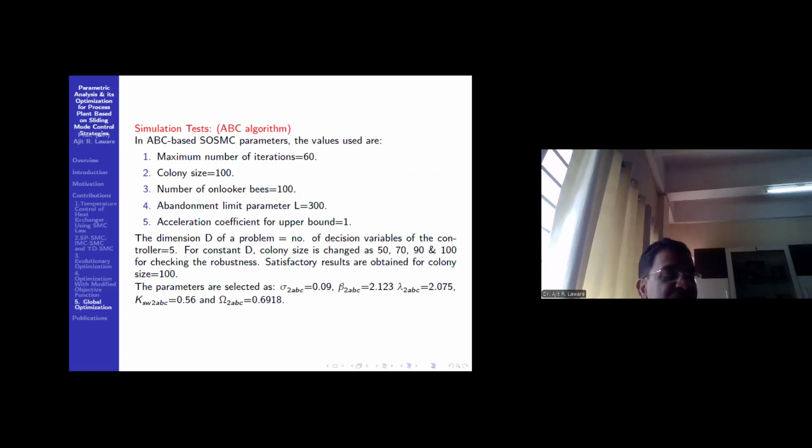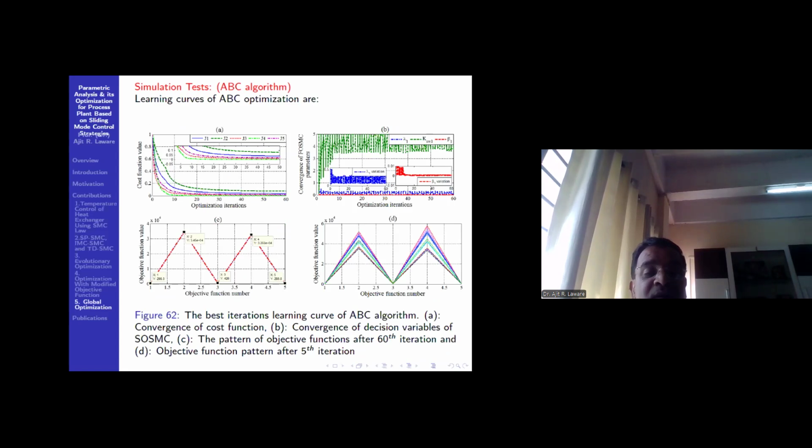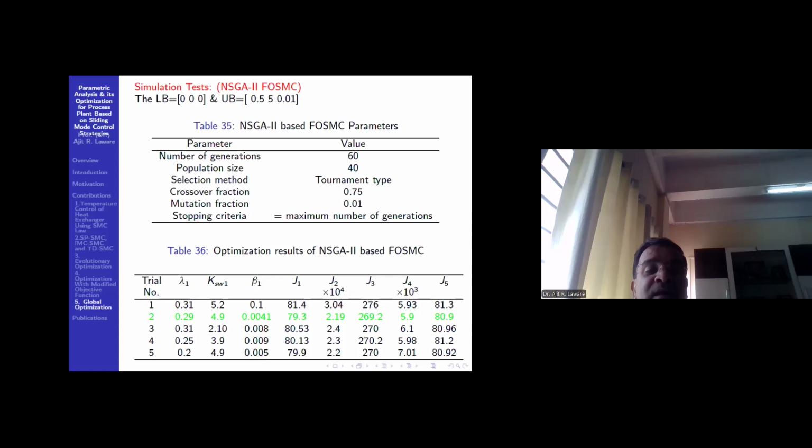Next, ABC based SOSMC, only give me 5 minutes. These are the algorithm specific parameters, and these are the parameters selected. Same as the Jaya optimization, trial number 5 gives me the minimum value of the objective function, so I am picking the trial number 5 parameters as the final parameters. These are the ABC algorithm trends, which you may call the learning curves of the ABC algorithm, along with the algorithm specific parameters. So here it finishes the ABC algorithm.